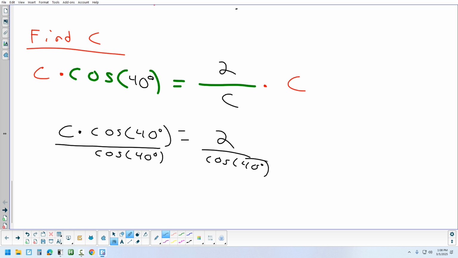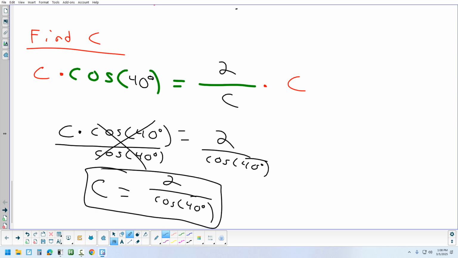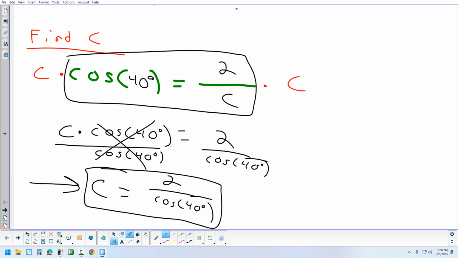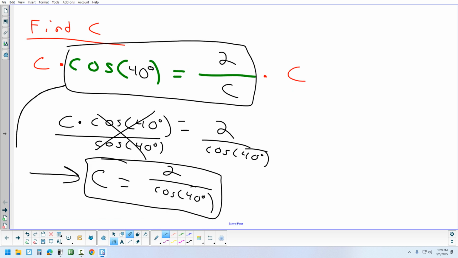Divide by cosine 40. That cancels out. And we get c equals 2 divided by cosine 40. Okay, now look at what we have here. That's our final answer. And look at what we started with. There's a way we can just go from this step right to that step.